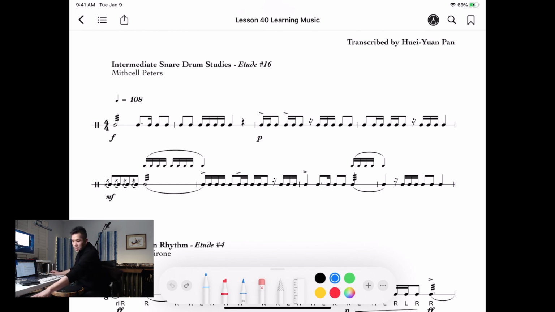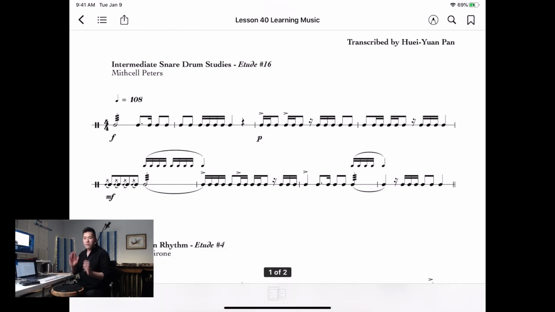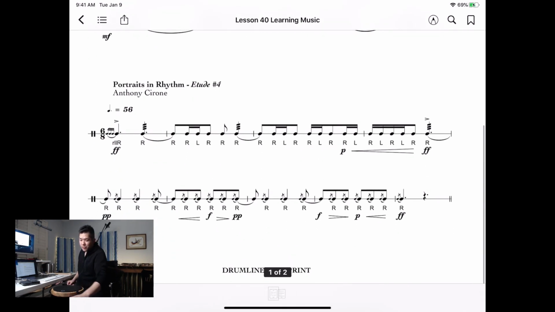But in this example, I've got 4 examples for us today. The first one is a Mitchell Peters etude from his Intermediate Snare Drum Studies book. That's etude number 16, which is also the 2021 California All-State Audition Music, which I'll be doing a series of lessons on as well. We're doing some video lesson build-outs for our institution accounts for Drumline Chops. So this is one of those that we're doing for California this year.